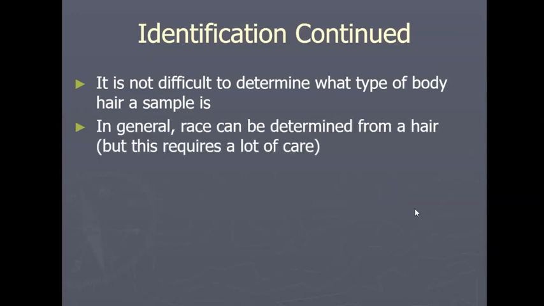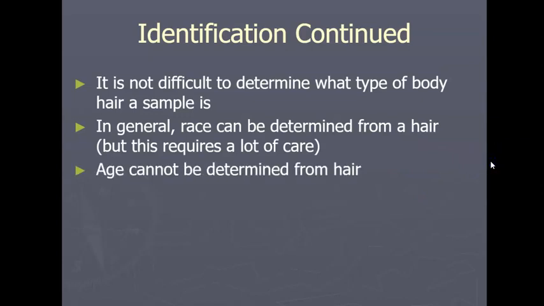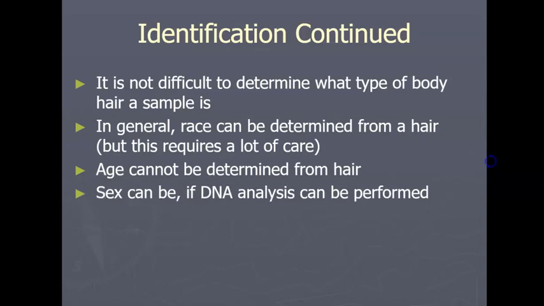So it's not difficult to determine what type of body hair a sample is. Like you can determine if it's arm hair versus eyebrow hair versus armpit hair. In general, race can be determined from a hair. It takes a lot of time and a lot of care, so not always, but it can be done. You cannot determine how old someone is or age from hair. And sex can be determined, male or female, if a DNA analysis is performed. From hair alone, you cannot tell male or female.